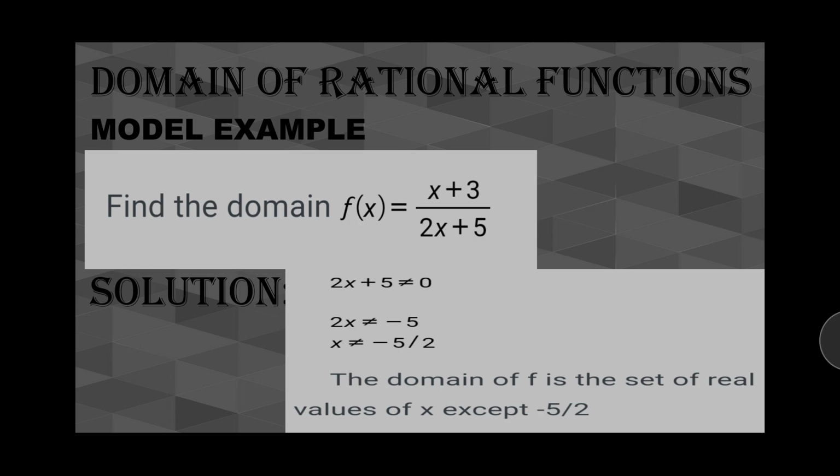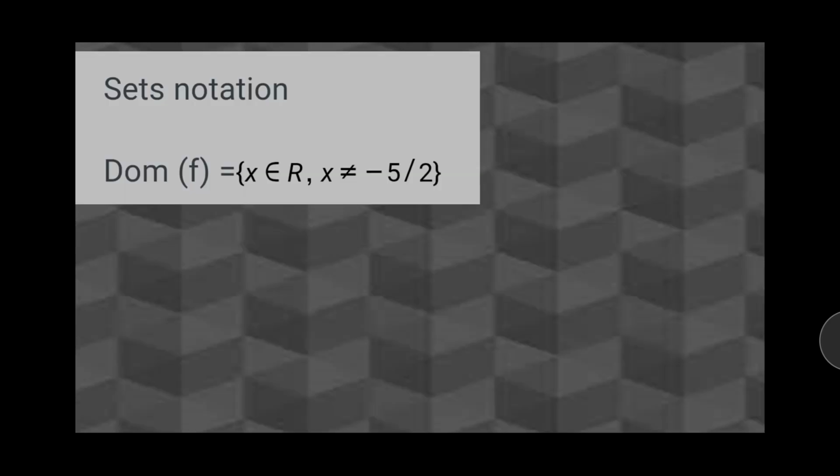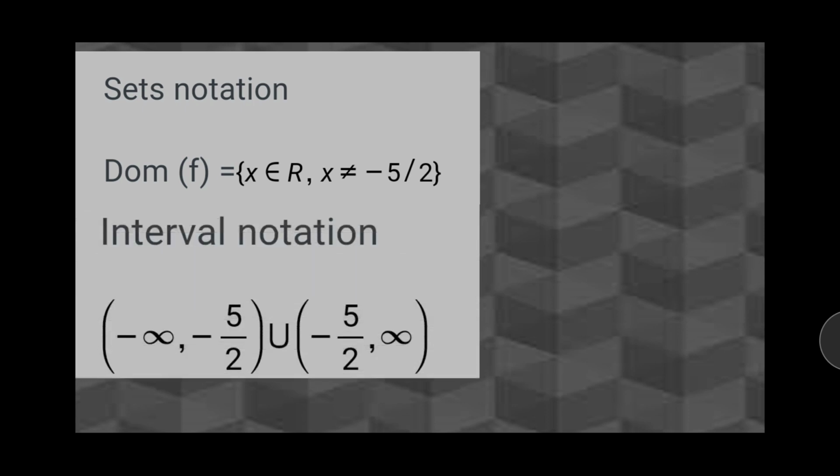Okay, so let's see what we have next. Look at the way we have written our domain now. It means x is an element of R. R represents real numbers. x is not minus 5 over 2. That means it can take any other value apart from minus 5 over 2. So this represents our domain using set notation. We can also write it this way, in interval notation.